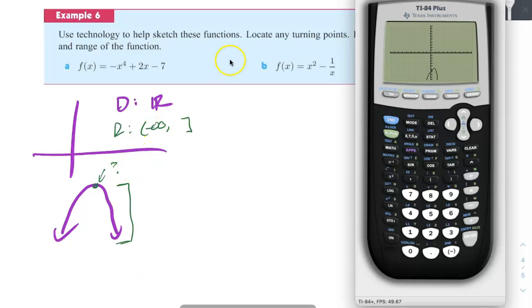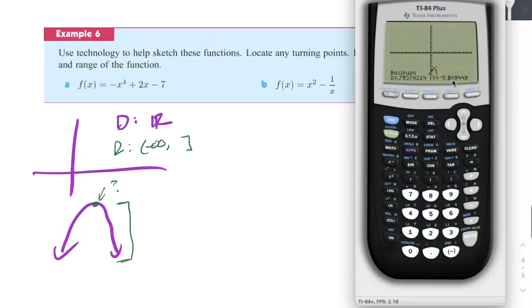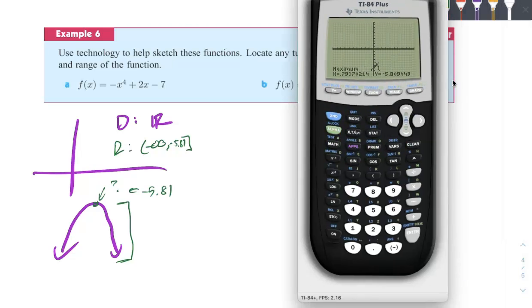So how do you find it in your calculator? Well, this is a local max. So we're going to hit second calculate, and we're going to find the maximum. All you have to do is go to where the maximum should be, like around there, and then go a little bit left of the maximum, and go a little right of the maximum. And then it hits guess. It'll search in that little field you found, and it'll find the maximum for you, which is negative 5.801. So let's say that is negative 5.81.